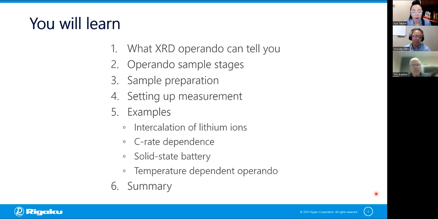The other example I have today is a solid state battery. As we know, the solid state battery is one of the hot topics in the research and development field, and I have one example today. Another example is a temperature dependent operando XRD measurement. Now you can control the temperature of your battery to see how your structure performs under temperature conditions, in terms of its potentiostat, battery property, and the crystal structure from X-ray diffraction. Then finally, I will summarize my talk.